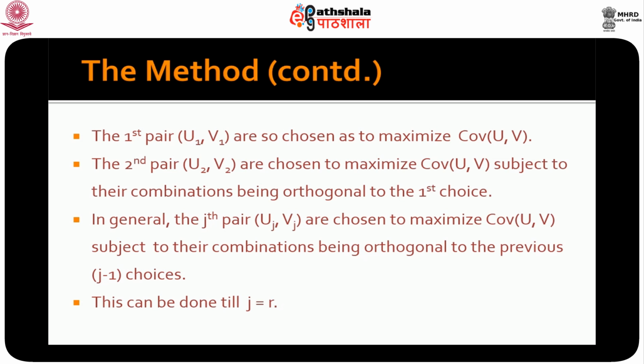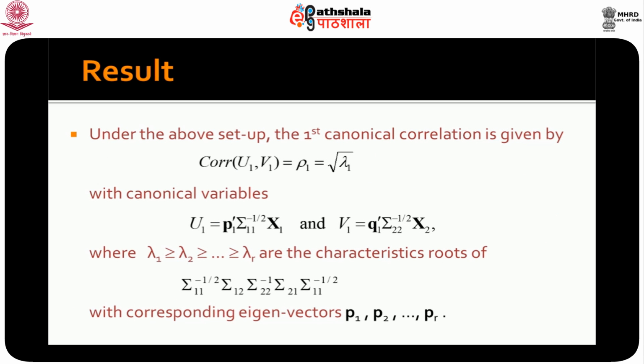To summarize these results, and we can show this as a proof if we do a little bit of mathematics, what we can now show is that the first canonical correlation is given by the square root of lambda 1. I will come and explain what lambda 1 is, and the corresponding canonical variables would be u1, which is p1 prime sigma 1 1 to the power minus half x1, and v1, which is q1 prime sigma 2 2 to the power minus half x2. So, what are these lambda 1, p1 and q1? The remaining sigma 1 1 and sigma 2 2 are known to us already. Now, what will be this lambda 1, p1 and q1?